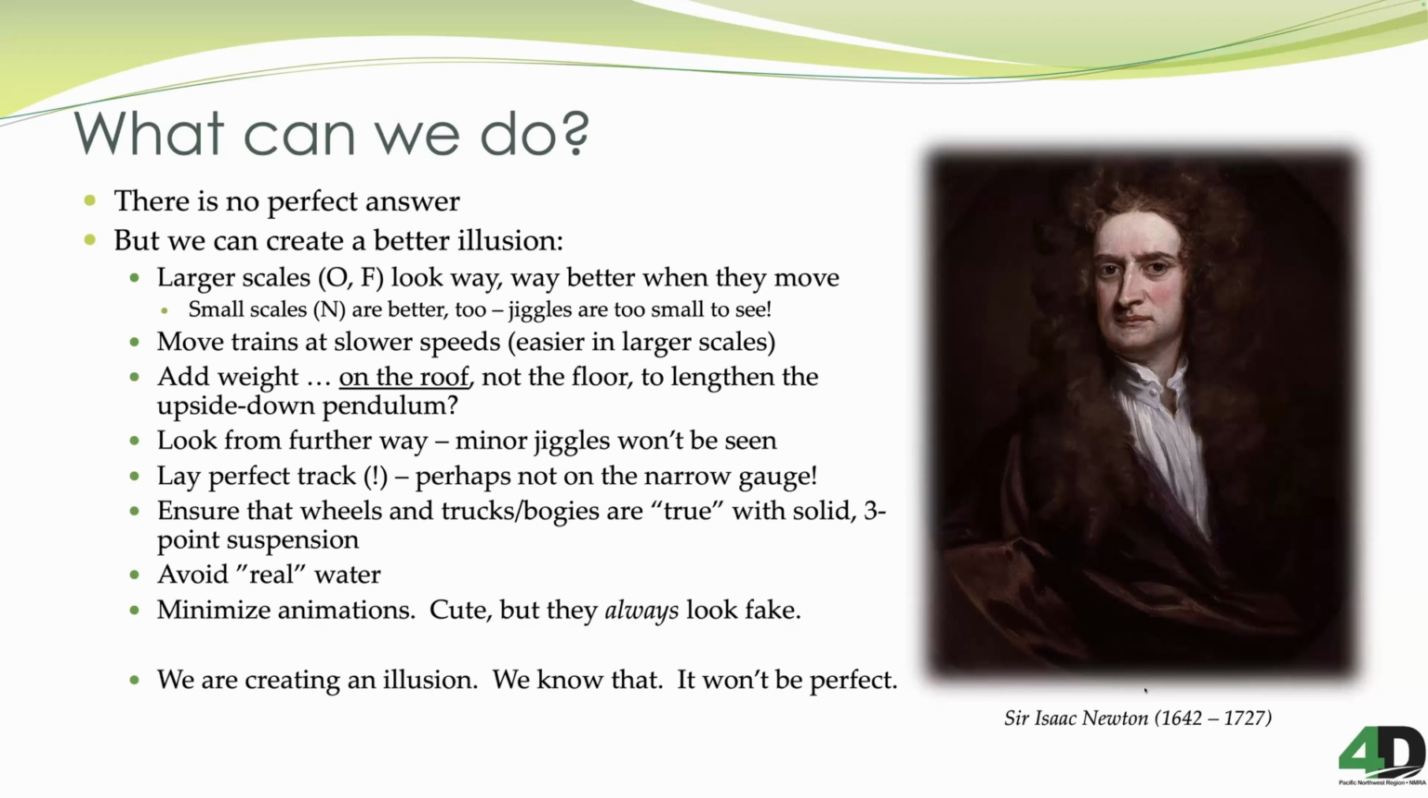Of course, larger scales look better, so they're closer to having all of these forces working better. And in a weird way, the very small scales like N and smaller also tend to look okay. And I think that's because these little jiggles that irritate me so much, they're too small to see. So it seems to be HO and S and things like that are in that bad spot where this stuff looks bad. I mentioned try adding weight on the roof, not the floor, to lengthen the length of that pendulum. Maybe that will work, I do not know. Look from further away and you won't notice it. That's maybe cheating a little bit.